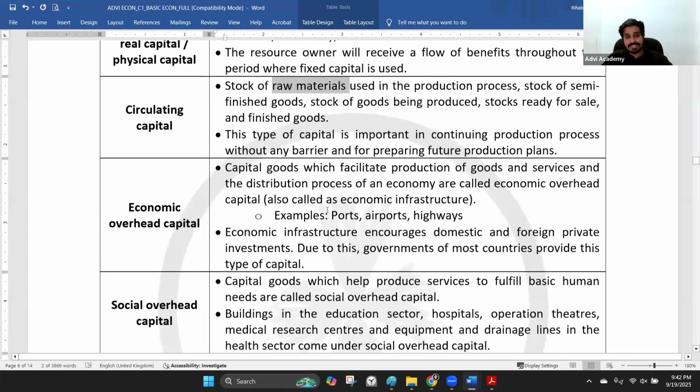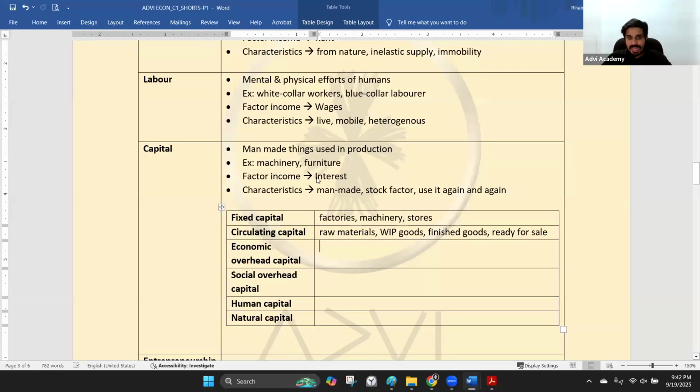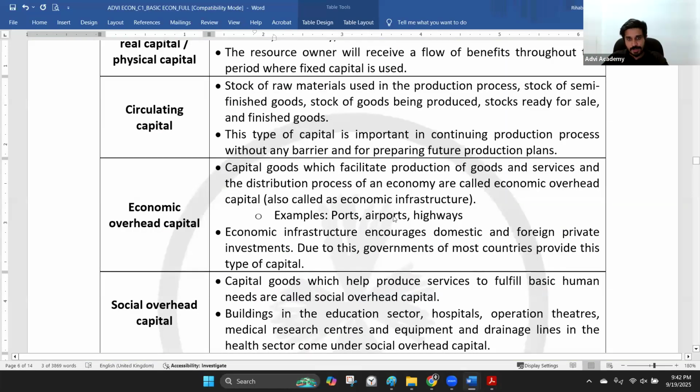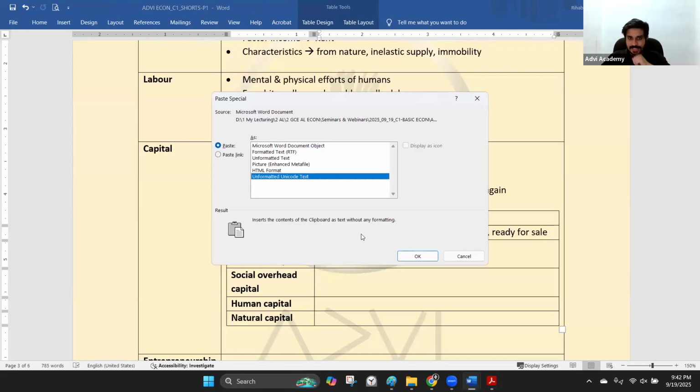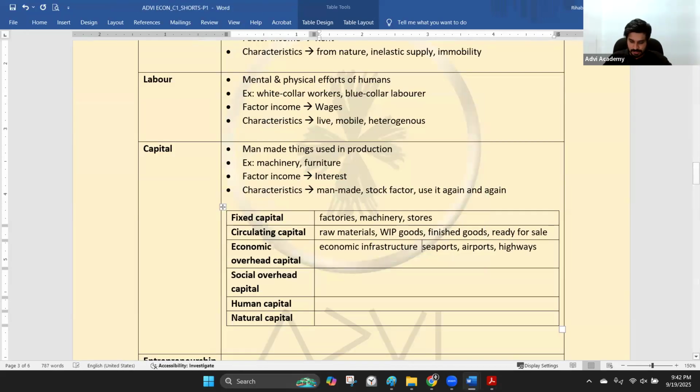Economic overheads, well, the best example is airports, harbors, highways. These are all important as far as any economy is concerned. Government only has to spend on this. These are what we call economic infrastructure. Okay, so that is the economic capital. Overheads, economic overheads. Economic infrastructure, seaports, airports, highways.